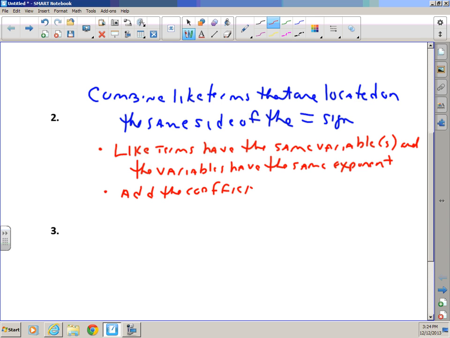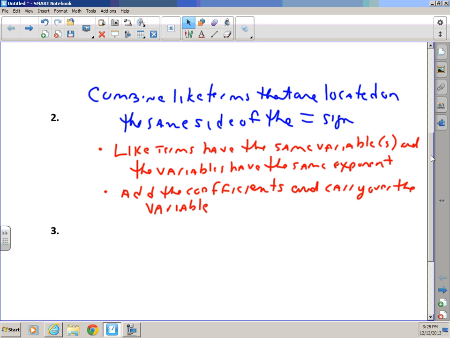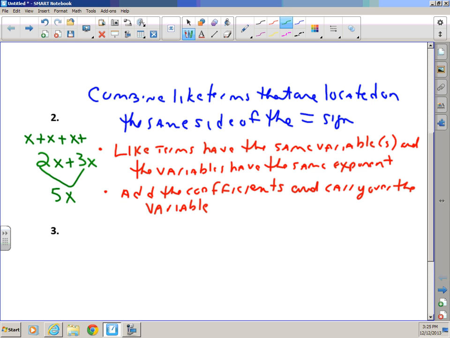What are the coefficients? The number in front of the variable. And carry over the variable. So, for example, hopefully you'll see that 2x and 3x are like terms because they both have just an x. I add the 2 and the 3 to get 5 and carry over the x. 2x means x plus x. 3x means x plus x plus x. And then hopefully you'll see that that's 5x's in total.